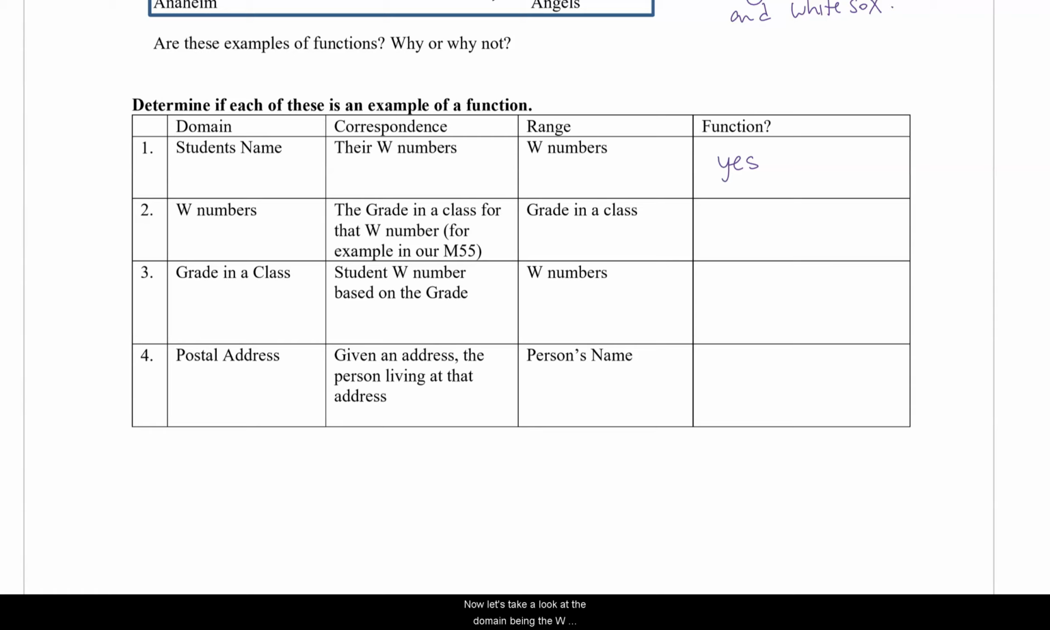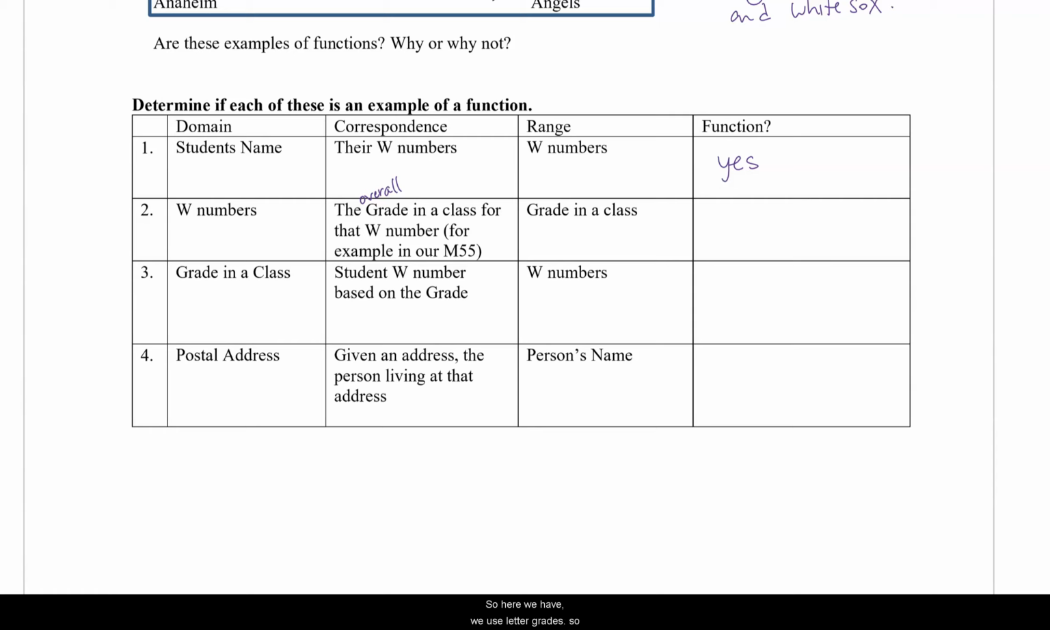Now let's take a look at the domain being the W numbers, that personal identification number. And the correspondence is with a grade in a class, a number. And let's say overall grade. Okay, so we'll make that tiny little clarification. Not a grade on individual assignments, but the overall grade in the class. What do you earn at the end?